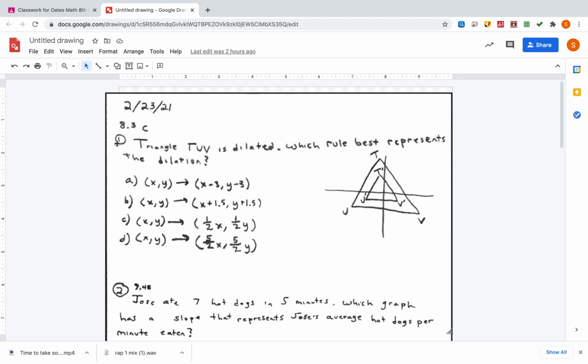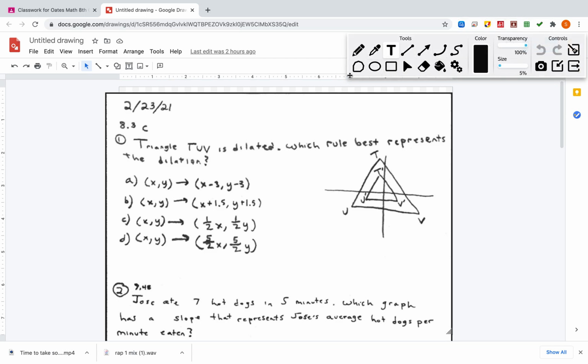So number one, triangle TUV is dilated. Which rule best represents the dilation? The first thing that we need to remember, and always remember, is that when we are dealing with the word dilation, that is always going to mean multiplication. If we multiply it, it's either going to make the shape bigger or smaller. And if we're making it bigger, we have to multiply by a number.